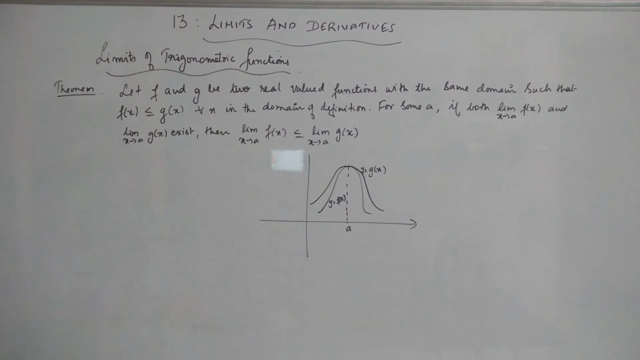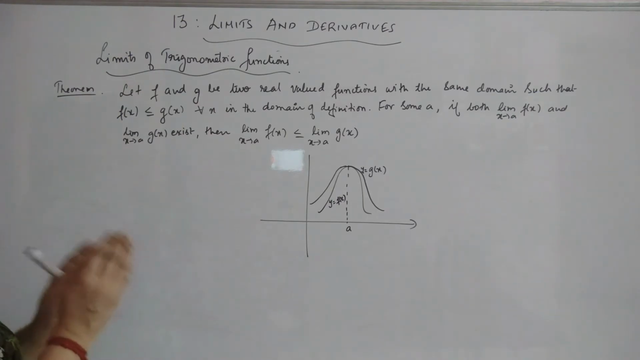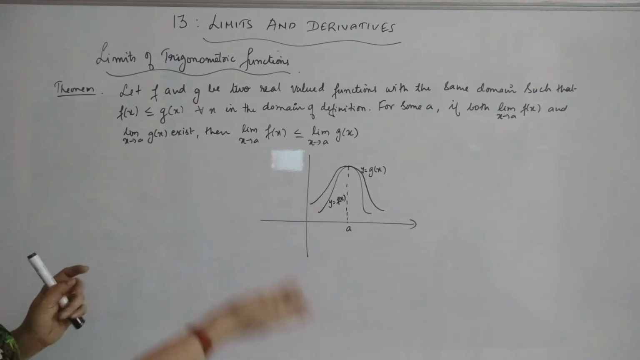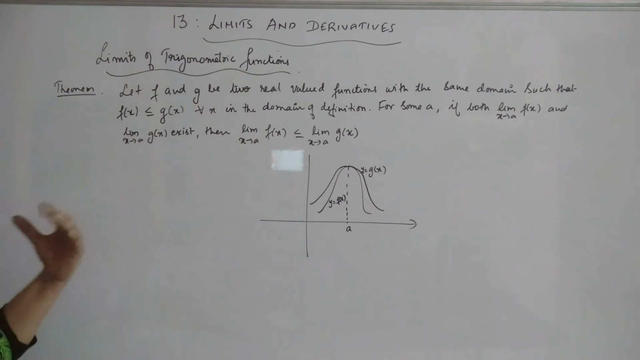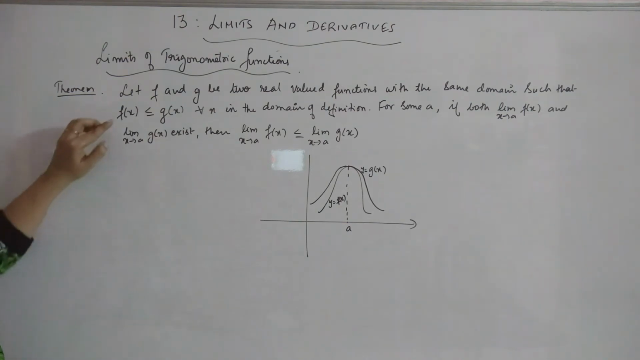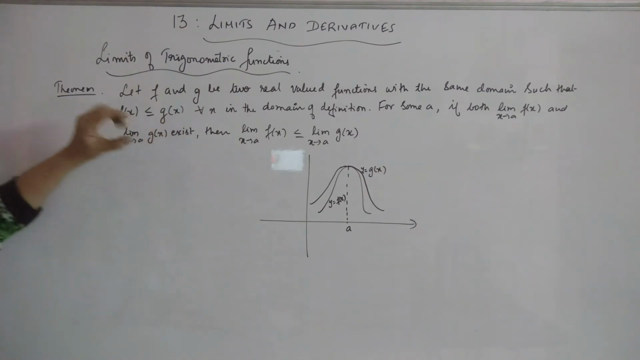So now we are discussing certain theorems in limits of trigonometric functions which will help us to find the limit of certain trigonometric functions. Okay, so the first theorem is, let f and g be two real valued functions. Real valued functions mean its range, or you can say codomain, will be the real set, and both have the same domain, and the domain can be any subset of real numbers or the real numbers also, such that f of x is less than or equal to g of x. So this is the condition given.